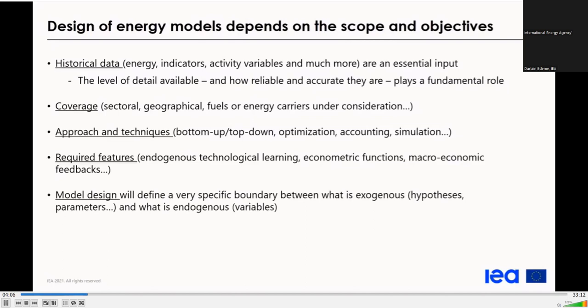But the design of the model will very much rely on drawing a line between what is exogenous and what is endogenous. And we will never insist enough on that. Data requirements will totally depend on the model design and will strongly impact the model. We cannot do prediction, we cannot look at the future if we don't have statistics and data that enable us to understand the present and to understand the past and where we come from.